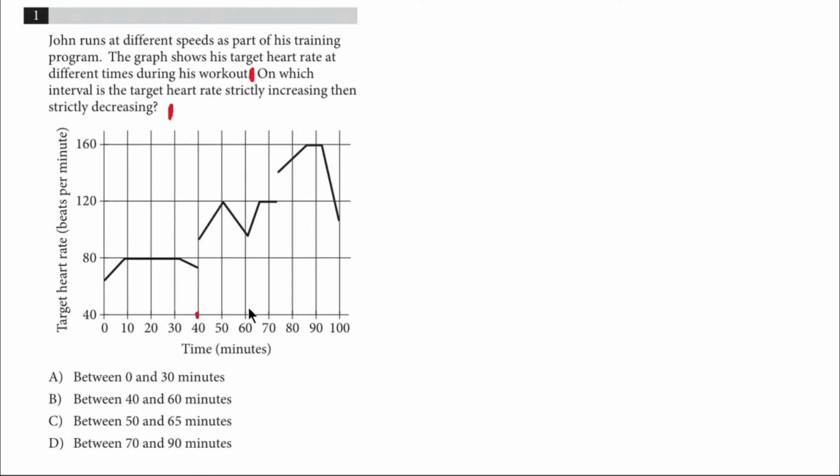In between minutes 40 and 60, you can see that the target heart rate is first strictly increasing, right? And then from minute 50 to 60, it starts strictly decreasing. And therefore, this interval is what we're looking for. So 40 to 60 is the correct answer. Now let's go to the next question.